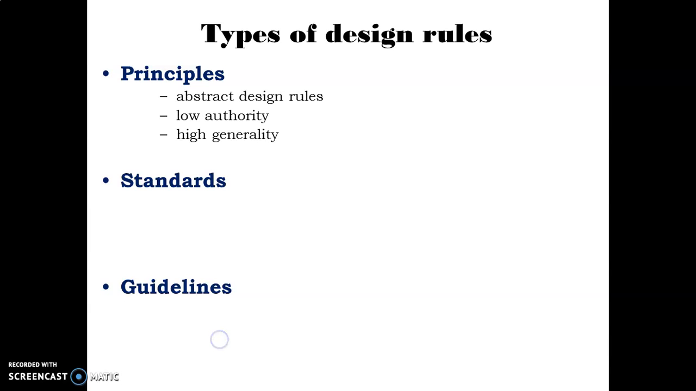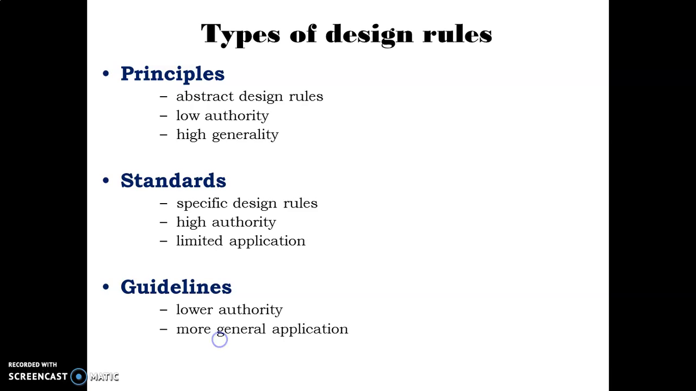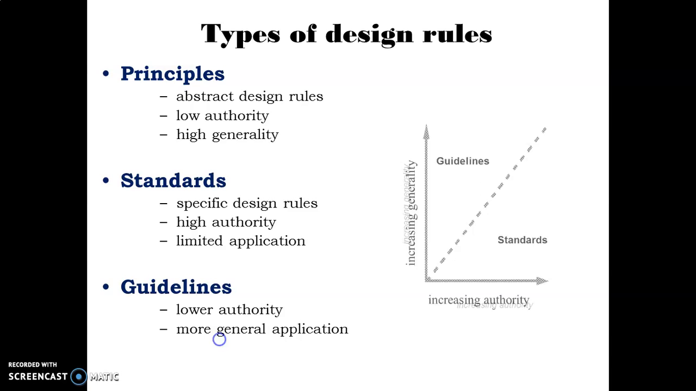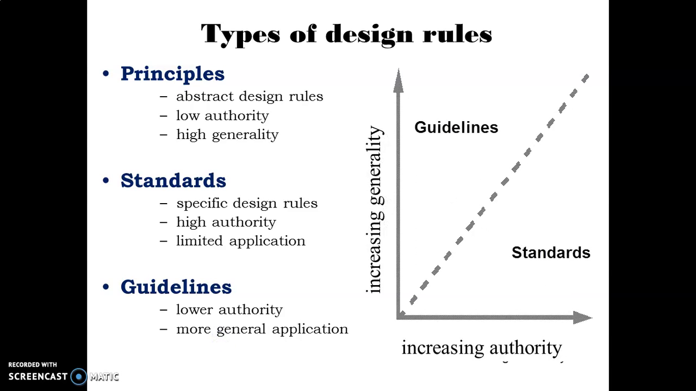The principles are the ones with abstract design rules. They have low authority and have high generality. The standards are specific design rules with high authority and limited applications. The guidelines have lower authority with more general applications. This graph shows the increasing generality and increasing authority with respect to guidelines and standards.